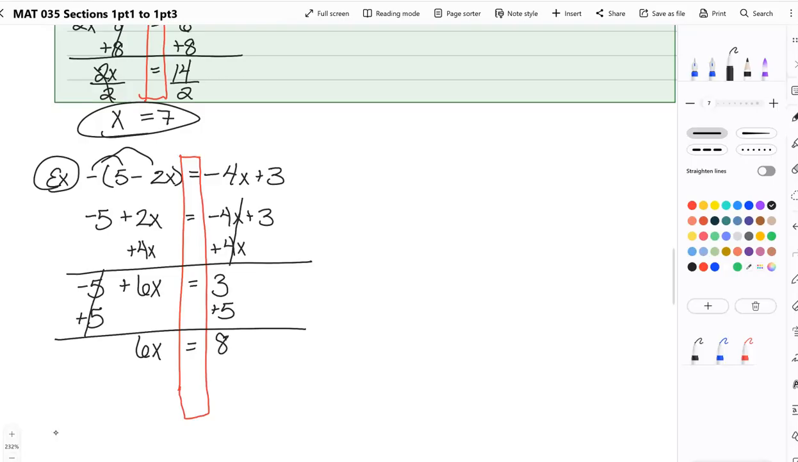And then to get x by itself, we're going to undo the multiplication by dividing. So I'm going to get x is equal to 8 over 6. But remember, that's a fraction that reduces. 2 goes into the top and bottom. 2 goes into 8 4 times. 2 goes into 6 3 times. So we would say our answer is 4/3.